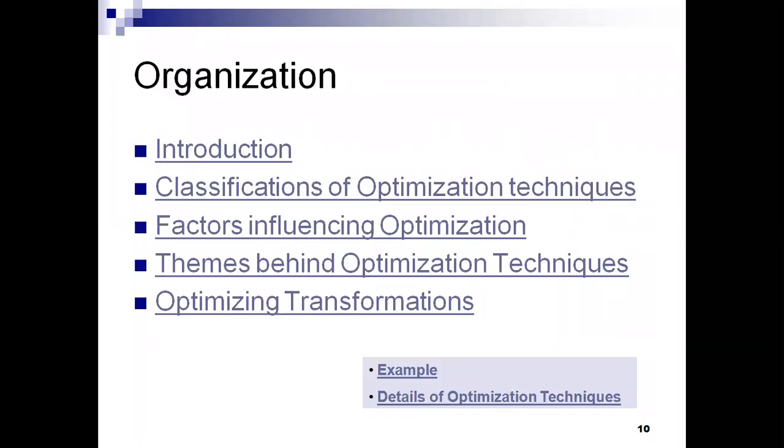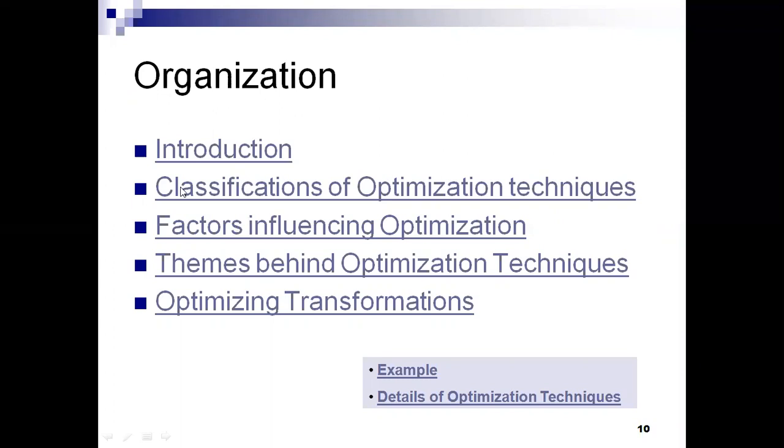And then here it is about the organization of code optimization. These are the contents of the code optimization: initially an introduction of what code optimization is, then the classification of optimization techniques, then the factors influencing code optimization, then themes behind optimization techniques, and finally optimizing transformations, with examples and details of optimization techniques. These are the contents involved in code optimization.